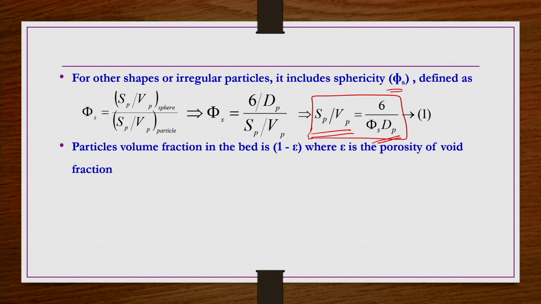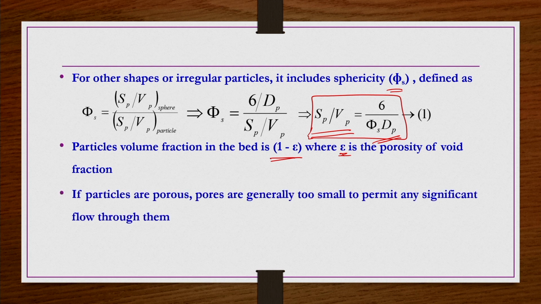Then the particle volume fraction in the bed is 1 minus epsilon, whereas epsilon is the porosity or void space, the volume fraction of the empty space, or the volume fraction of the liquid within the bed. So whatever empty space between the particles is there, only that much space liquid can occupy, that is the porosity or void fraction. Okay. If particles are porous, then pores are generally too small to permit any significant flow through these particles. Actually, in this analysis we are assuming the particles used for packing, irrespective of their size and shape, are non-porous.